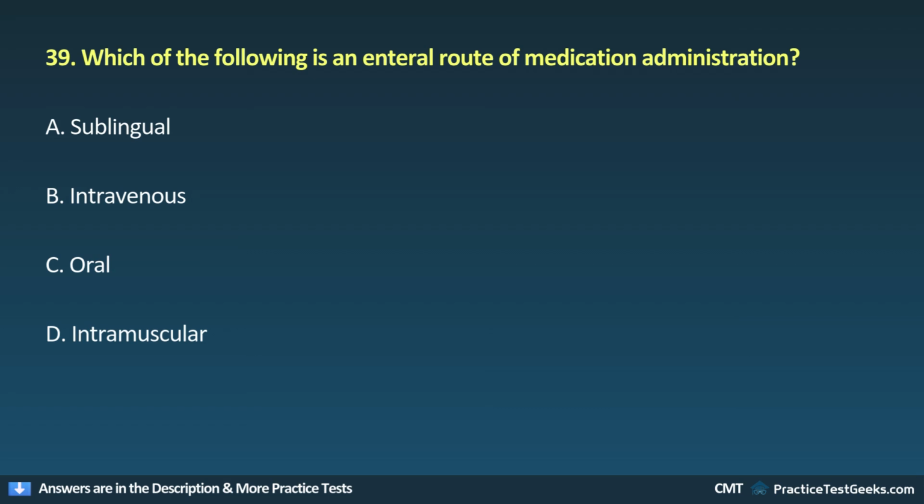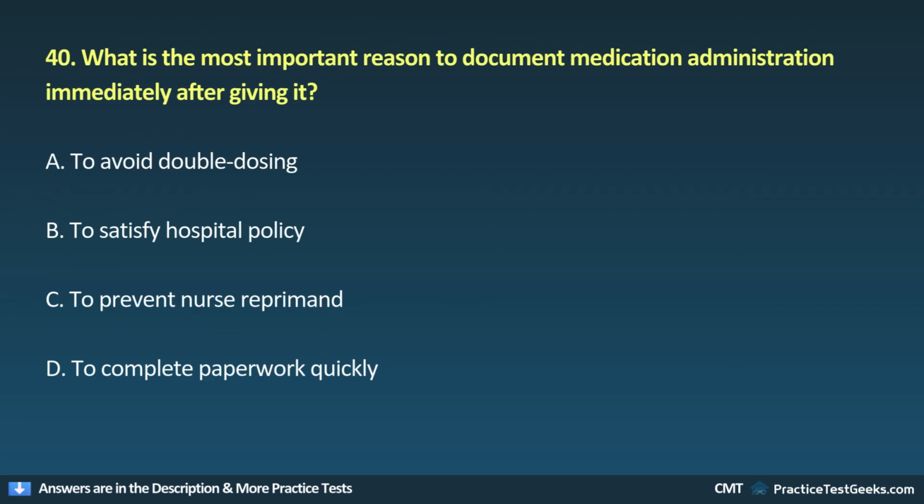39. Which of the following is an enteral route of medication administration? A. Sublingual. B. Intravenous. C. Oral. D. Intramuscular.